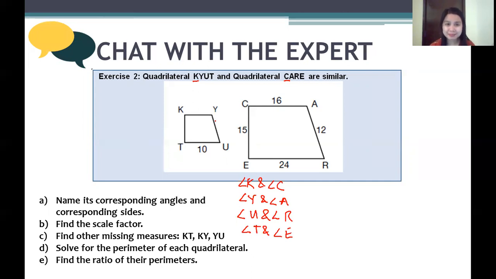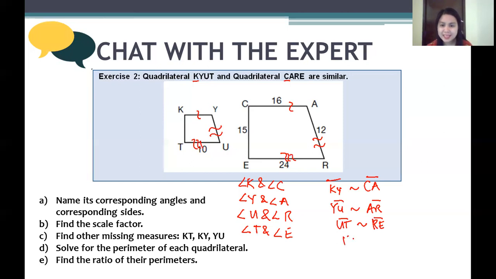How about for the sides? Side KY is similar to side CA. KY, this one, and CA. I'll just make that as my side, okay? It means they are proportional. Next, YU is proportional to AR. So YU and AR. The next one, UT is similar to RE. So UT and RE. And the last is KT is similar to CE. 1, 2, 3, 4. 1, 2, 3, 4.